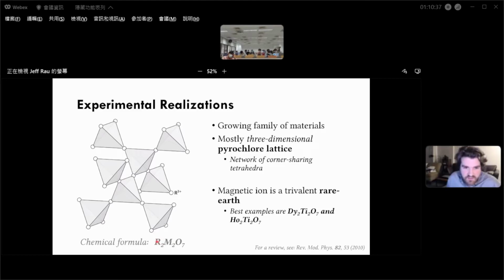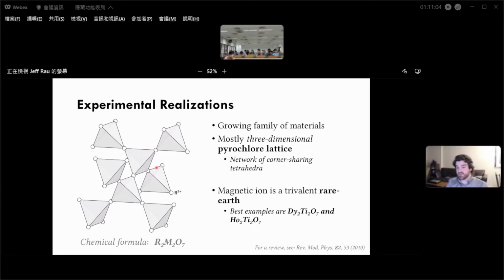So you have R2M2O7. R is typically a rare earth. M is typically some sort of transition metal, and then O is oxygen. So there's a huge variety of materials you can make with this family. The ones that have mostly been of interest for spin ice physics are dysprosium titanate and holmium titanate. Titanium in this material is completely inert. It has nothing magnetic about it, but dysprosium and holmium are magnetic, and they sit on this pyrochlore lattice.